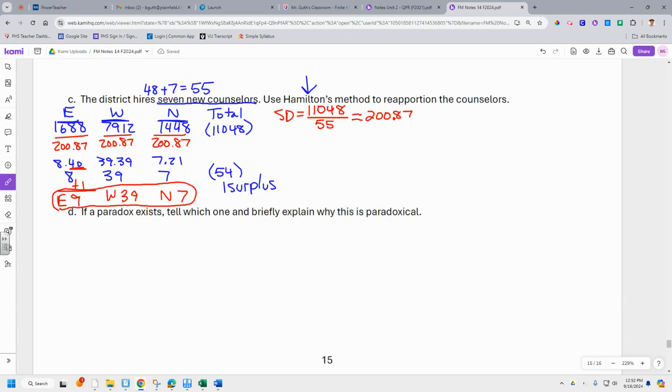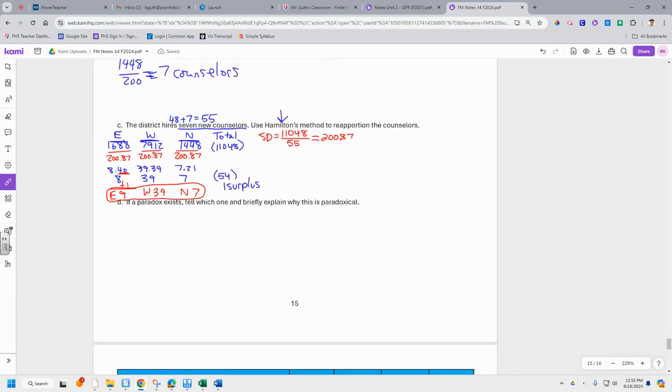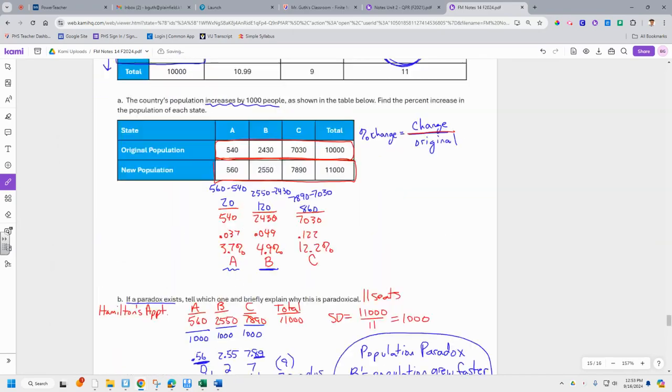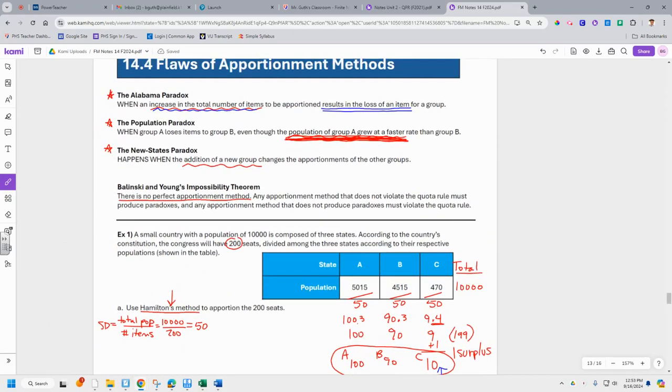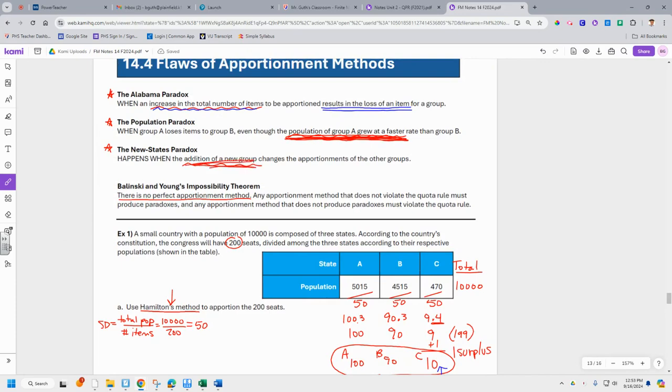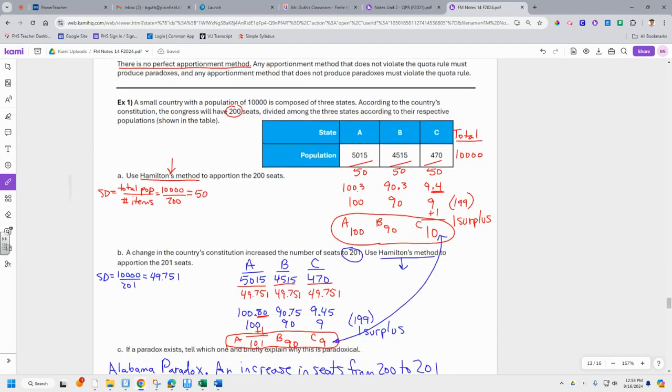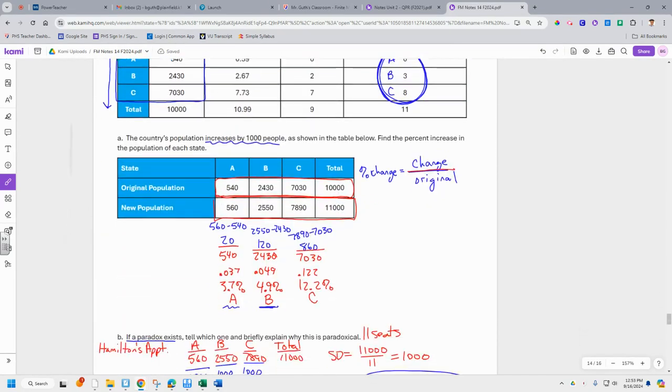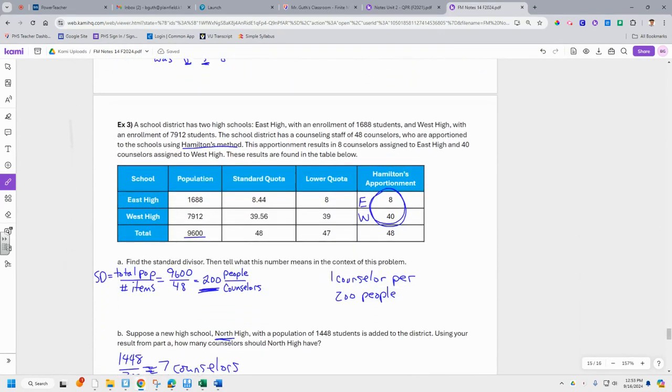Part D says, if there's a paradox, tell which one and briefly explain why this is paradoxical. Well, if you read the definitions, it should be obvious that this is going to be the new states paradox. But really go back and read that definition. The addition of a new group, well, yeah, that's what we did, changes the apportionments of the other groups. So this is what you have to make sure happens. Did adding a new group change the apportionments of the other groups? I bet it did.